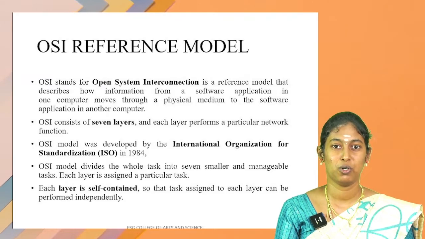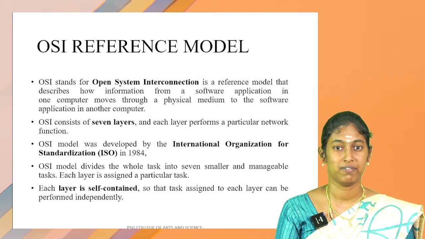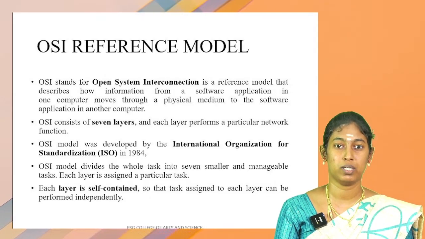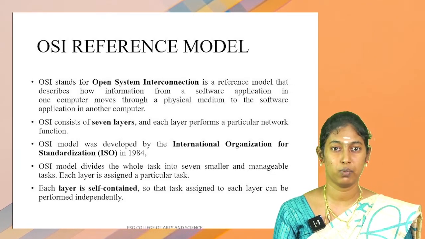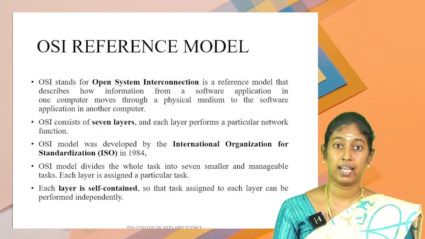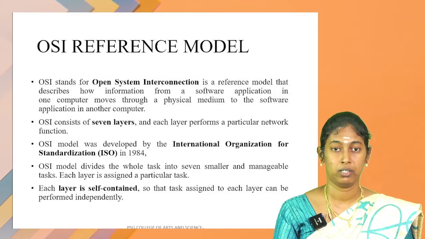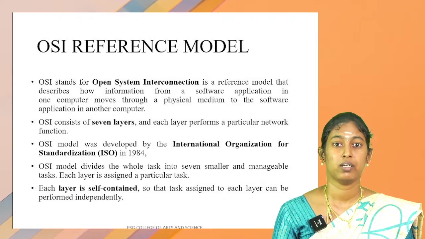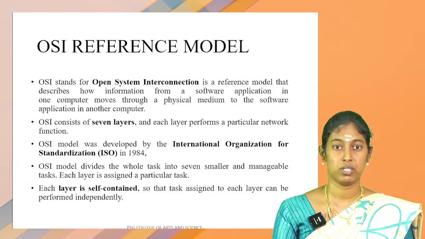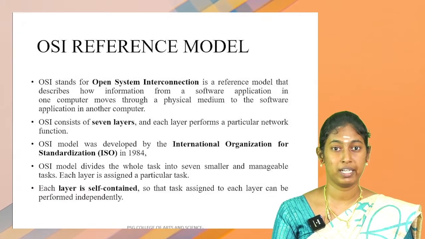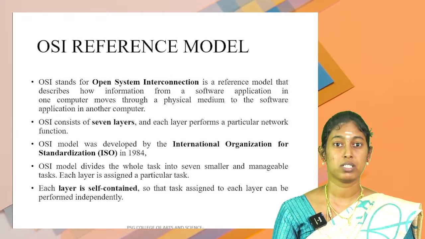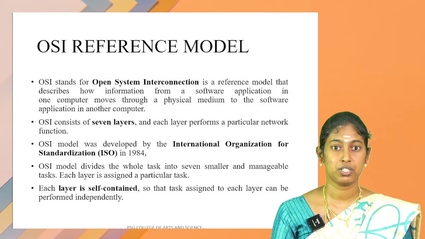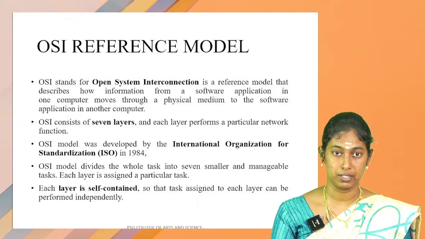Today we are going to discuss the topic OSI reference model in computer networks. OSI stands for Open System Interconnection, which is a reference model used to know how one system is communicating with another system. It has 7 layers, and each and every layer in the OSI model performs a specific individual task. It was developed by the ISO standard, that is, the International Organization for Standardization.